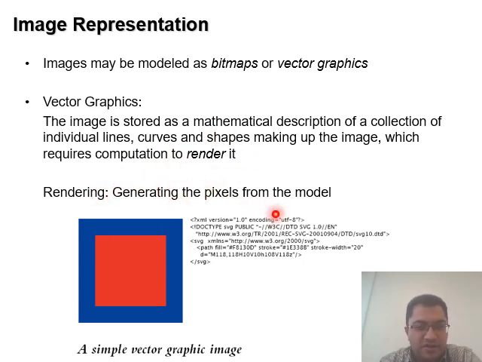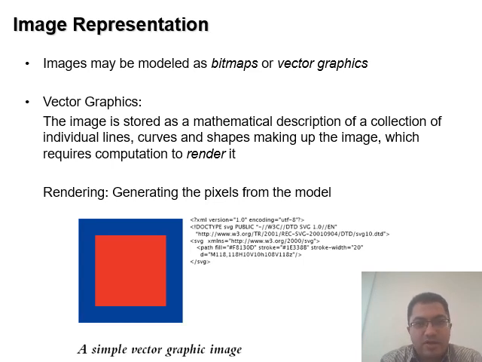Let's take as an example an image that has a red square and an outer frame that looks blue. In vector graphics, we represent the shape using a mathematical description. So if you would like to represent a square, for example, you would represent it not by representing every single pixel in the square as we did in the bitmap representation.